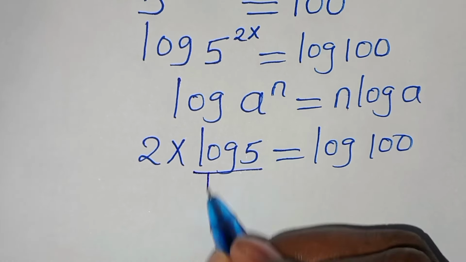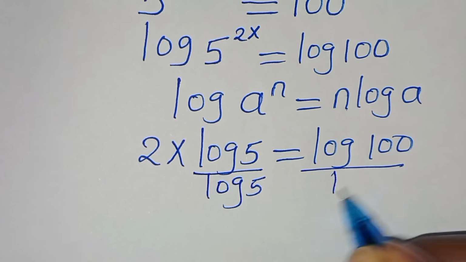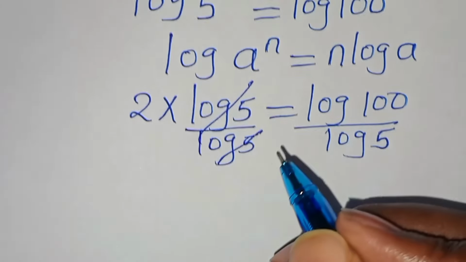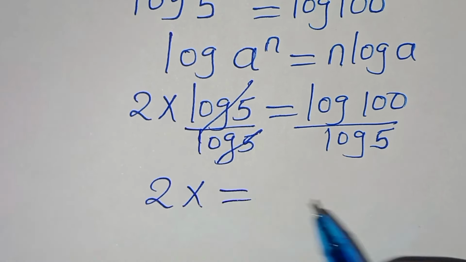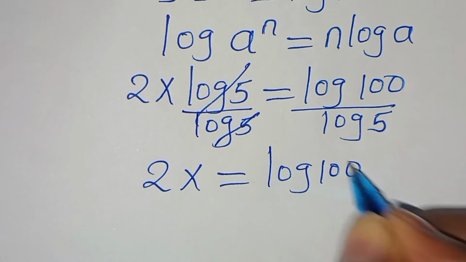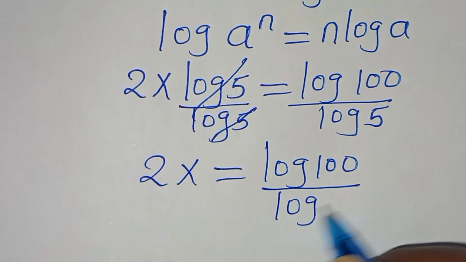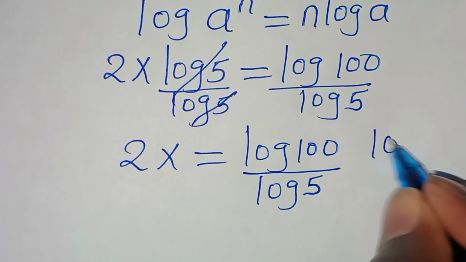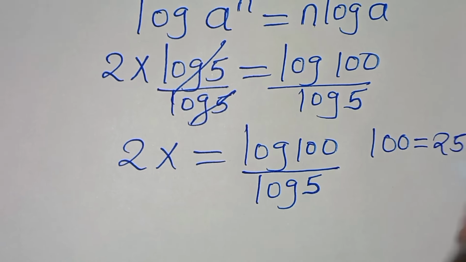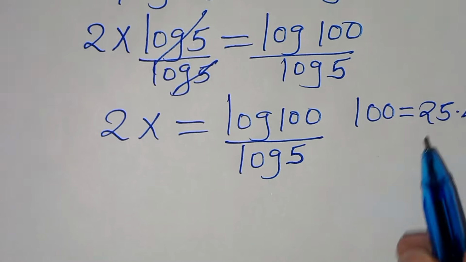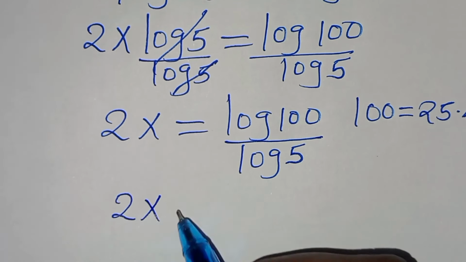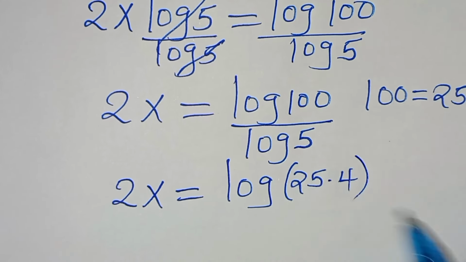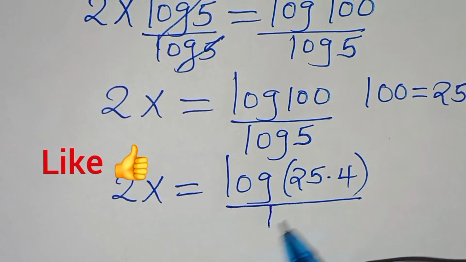So let's divide both sides by log 5. So that now, let's simplify here. So that we have 2x is equal to, this is log 100 divided by log 5. So the next step from here, we can express 100 as 25 multiplied by 4. Let's substitute this so that we have 2x is equal to log, this is 25 multiplied by 4, then divided by log 5.